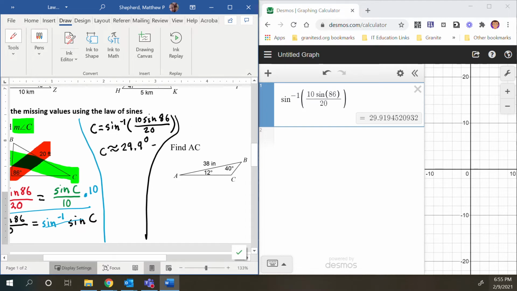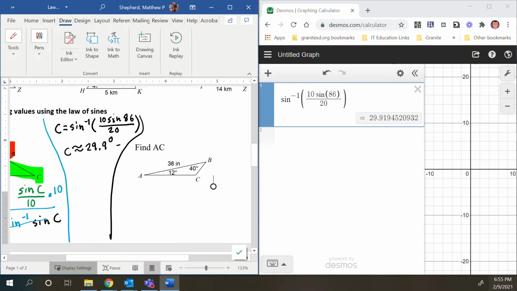All right, so there's our first problem. This next one is different in that this time I'm looking for the side. I am looking for the side AC, so going from A to the C.